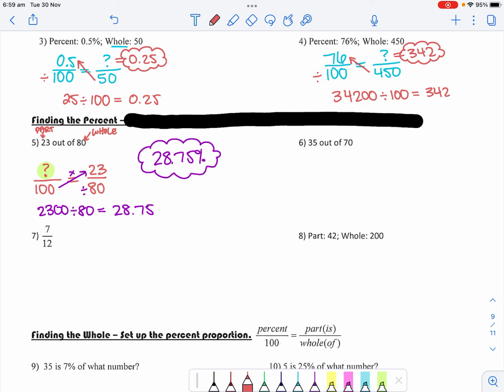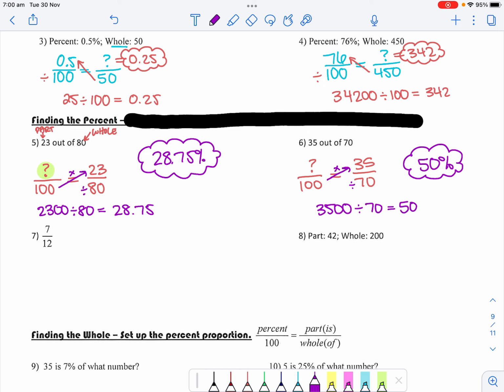In number 2, I don't have a percent, so my question mark over 100 is equal to 35 over 70. So I'm going to multiply 100 times 35, so 3,500 divided by 70, because I'm going to divide by what's left over, is equal to 50. And again, I'm finding the value over 100, so I'm finding the percent. This is 50%. So if I got a 35 out of 70 on my test, I got a 50%.